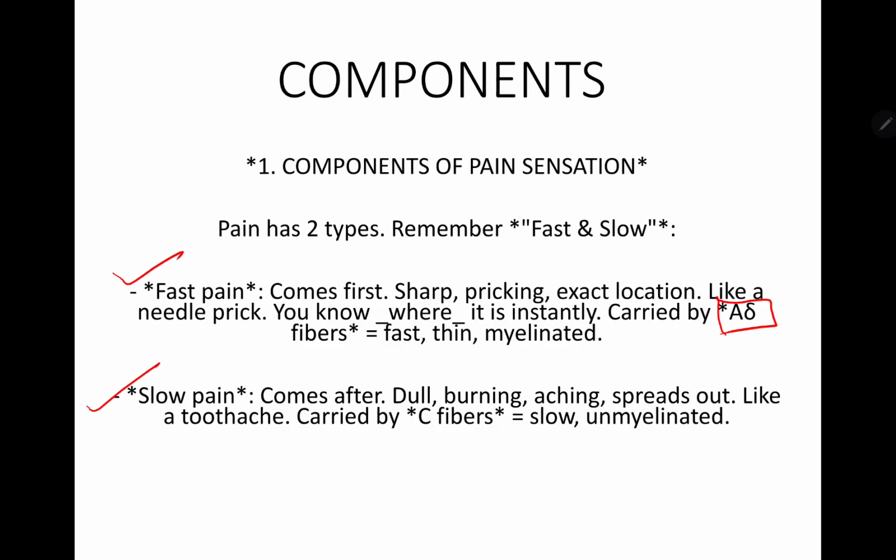Slow is also the same, comes after. First comes the fast pain, then comes the slow pain. It is dull, burning and aching pain. It easily spreads out, like a toothache. Carried by what? C fibers. And then it is slow and unmyelinated nerves.